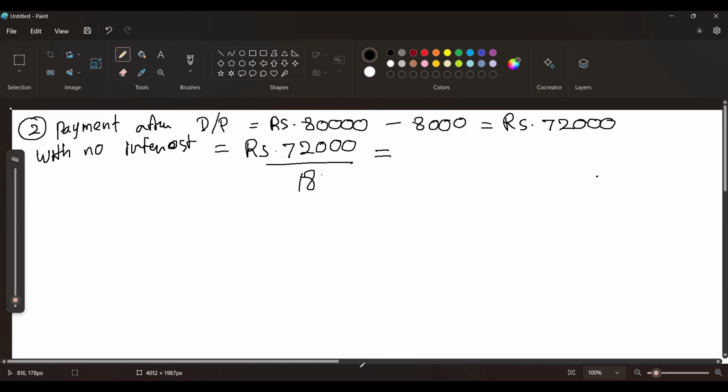So when you divide this value by 18, what should be there? 18 times 4 is 72, so there should be 4. You have to pay 4,000 for 1 month. And there should be an equation. This is the only thing you have to know.